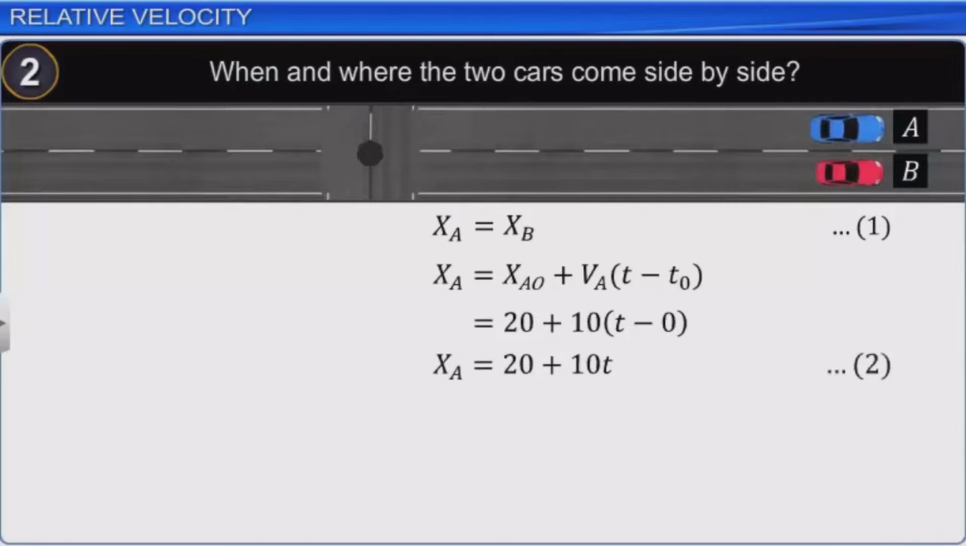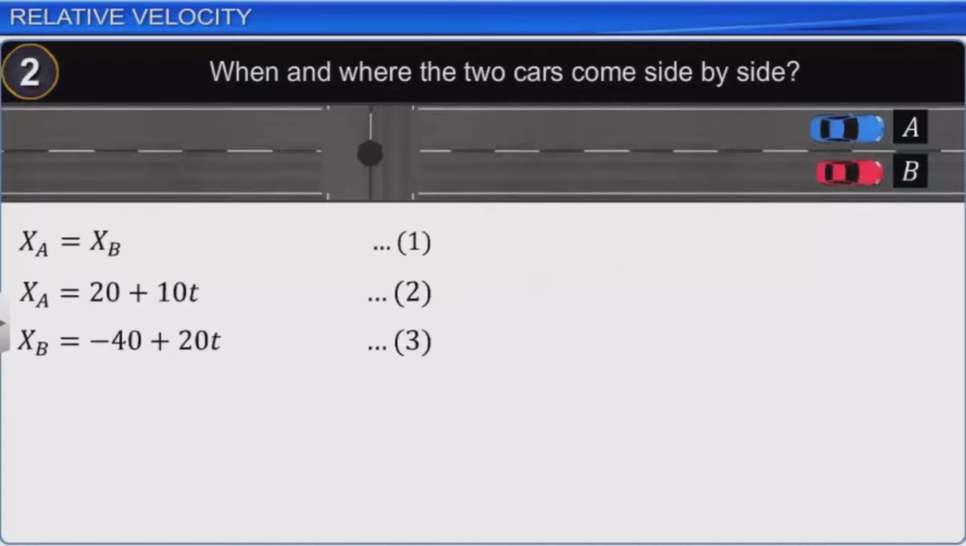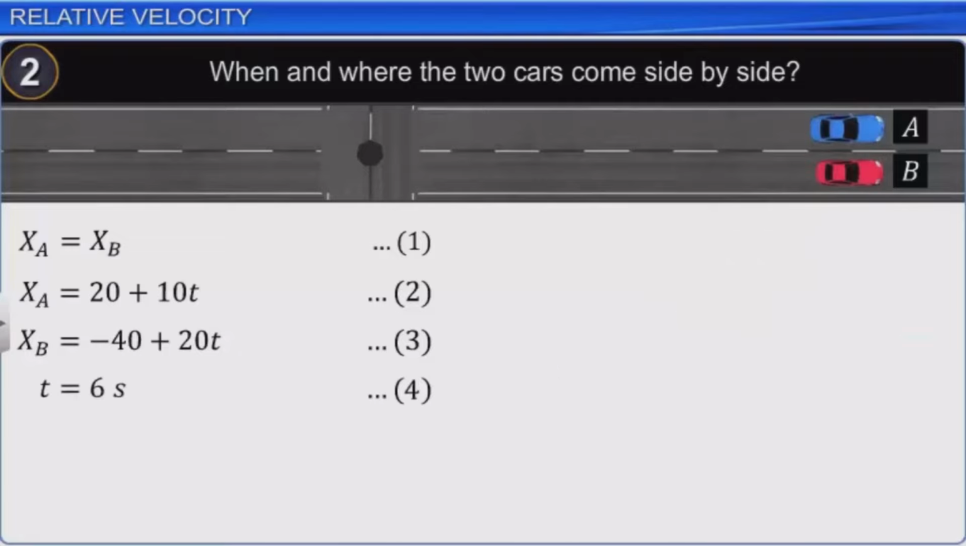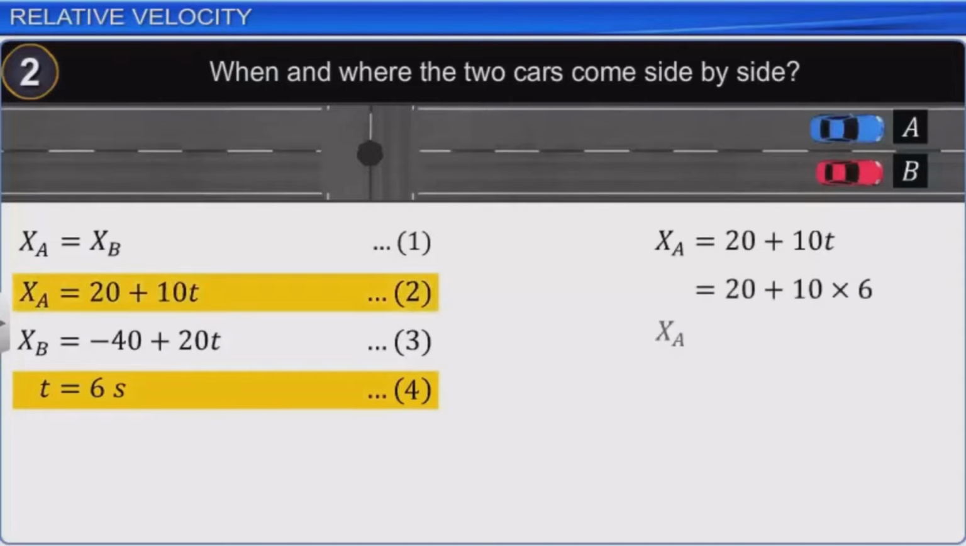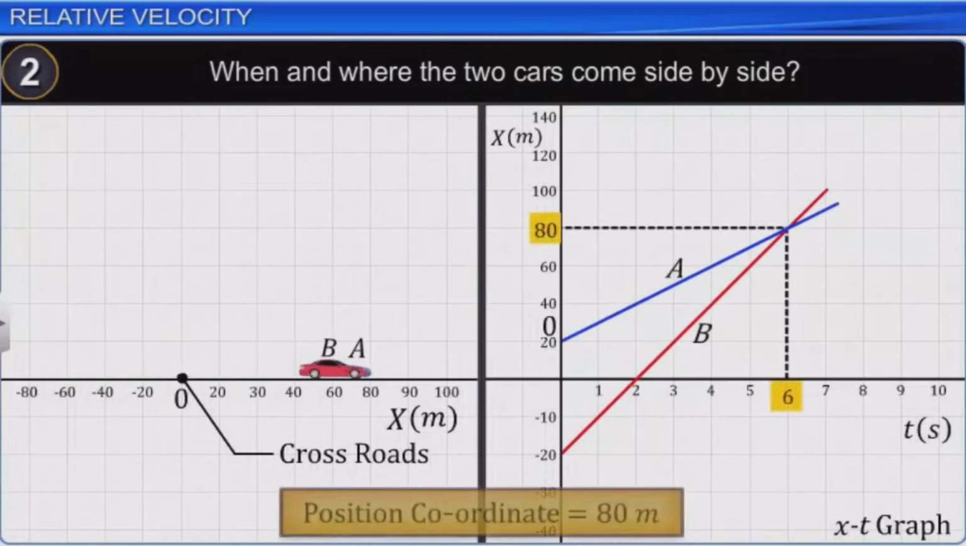Similarly, XB is equal to XBO plus VB into T minus T naught. By substituting and simplifying, we get XB equal to minus 40 plus 20T. This is equation 3. Substituting equations 2 and 3 in equation 1, on further simplifying, we get T equal to 6 seconds. This is equation 4. Further substituting equation 4 in equation 2, we get XA equal to 80 meter. The two cars A and B come side by side at 6 seconds when their position coordinate is 80 meters.